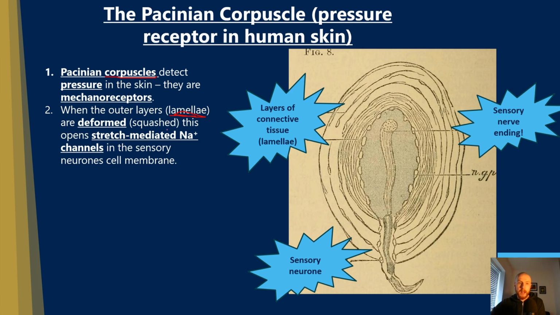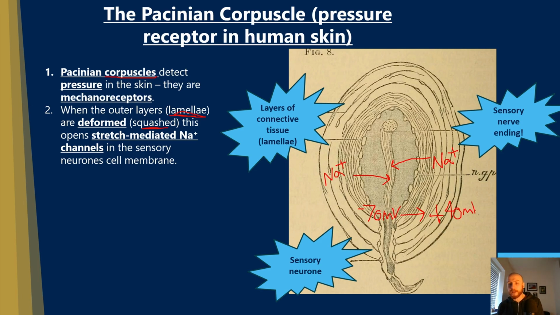Now, when they become deformed, and by deformed, really, what we're talking about here is squashed, this opens stretch-mediated sodium ion channels in the sensory neuron cell membrane. So what we can do is we can actually squeeze sodium ions into that sensory neuron. You can think of it just like a sponge squeezing in those sodium ions. And that's going to lead to a positive charge within the cell. And in fact, it's going to go from minus 70 millivolts, so don't forget the unit mV for millivolts, all the way up to plus 40 millivolts.